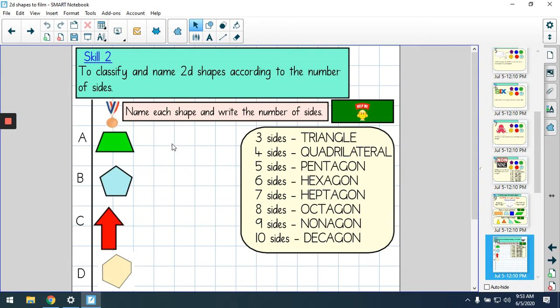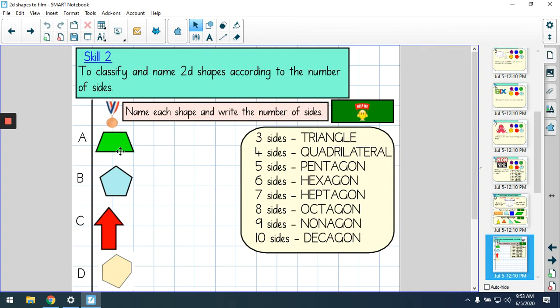Okay, your next task for these 4 shapes is to decide what is their name and are they regular or irregular. So you can write their name down in your book and decide whether they're regular or irregular. Pause the film when you're ready.